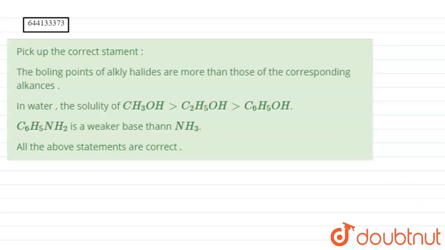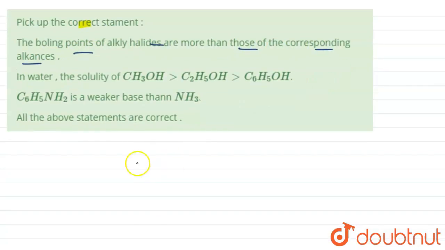Hello, students. In the given question, we have to pick the correct statements. The first statement says that the boiling point of alkyl halides is more than that of the corresponding alkane. The reason is that this is an alkyl halide and these are alkanes.